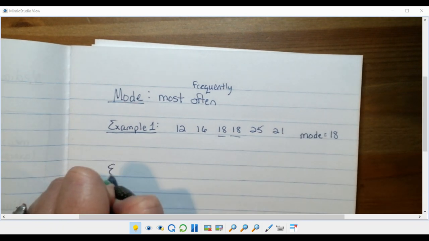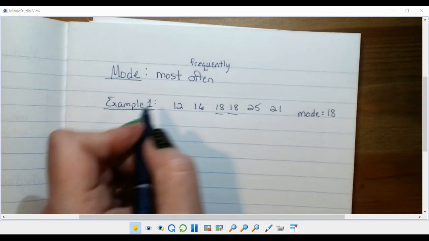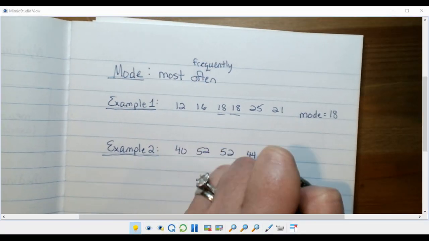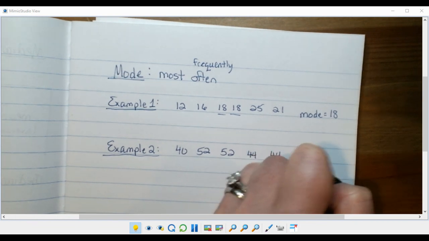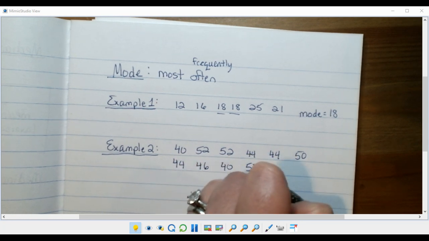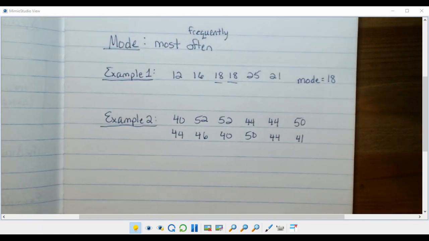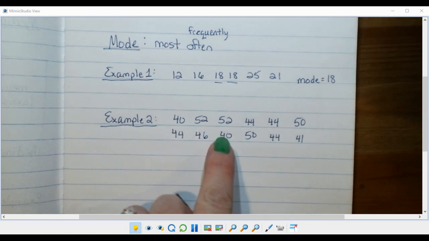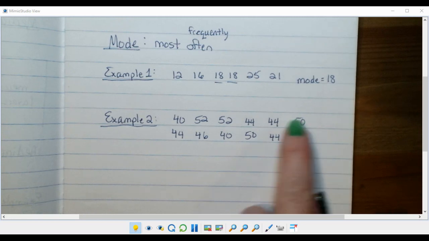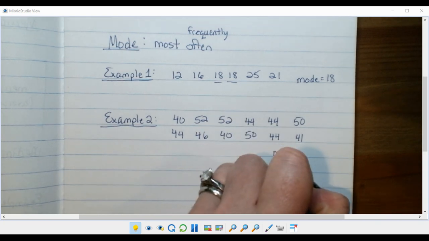Let's look at another example. This list is a little bit longer, bear with me here. So 40, 52, 52, 44, 44 again, 50, 44, 46, 40, 50, 44, 41. When you examine the numbers on this list, you're going to see some that duplicate. I see 40 happens twice. I see 52 happens twice. I see 50 happens twice. And 44 happens 4 times. So the mode for this example is 44.